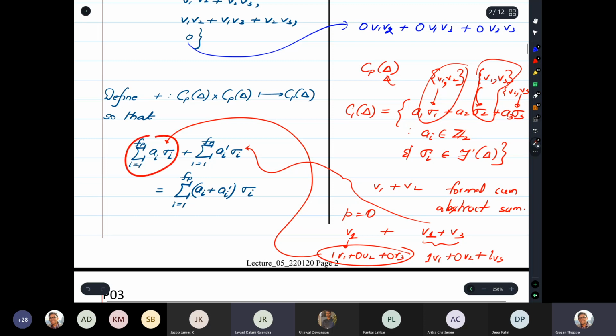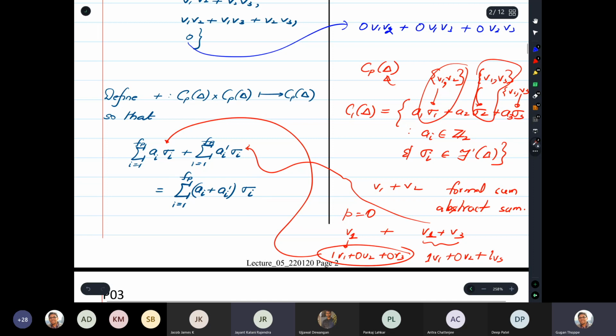P chains are, recall, elements of the CP delta set. So I'm taking two P chains and I'm trying to add them up, and I am now going to define how you should add them. How are you supposed to add it? Well, you take these corresponding a_i and a_i prime, and you add them. Whatever is the resultant, you write it in front of sigma_i and look at this formal sum.